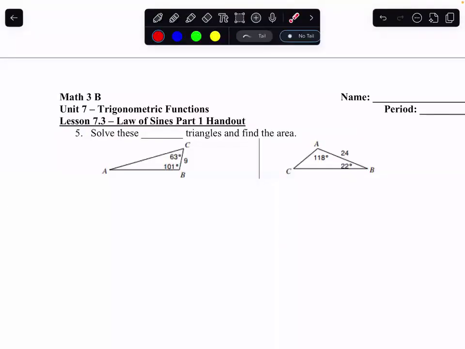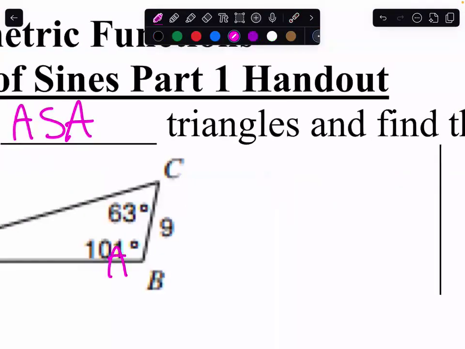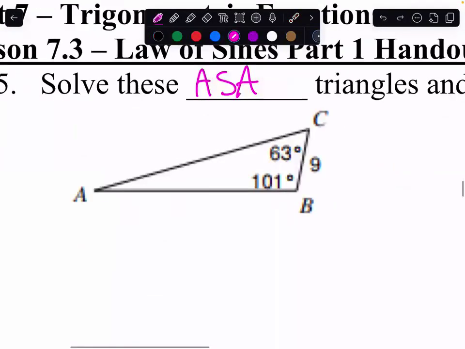Okay, so we can also use the law of sines for ASA triangles. All right, so given two angles and the side between them. We should start the same way, by labeling all the sides with their letters. So opposite angle A will be lowercase a. Opposite angle B, this one is lowercase b. Opposite capital C is lowercase c.